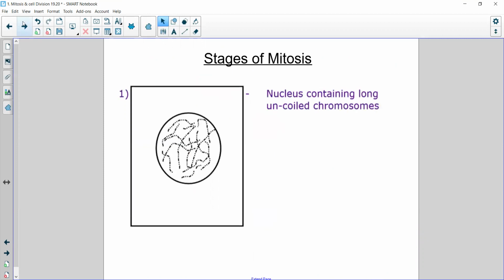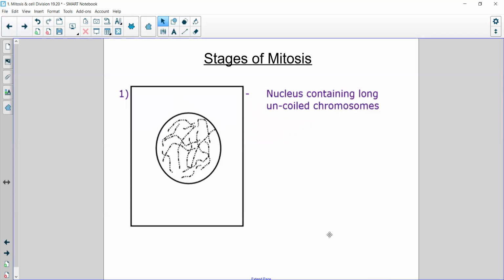So what we're going to look at now is all the stages of mitosis. So we're going to break it down into 6 stages. Now, in your notes, what you'll have to do is explain what's happening in each of these stages, but you've already got the diagrams there. They're exactly the same as these ones that I'm showing you just now.